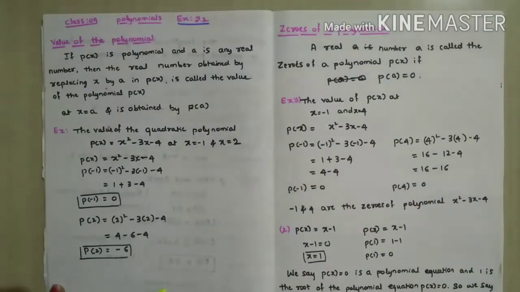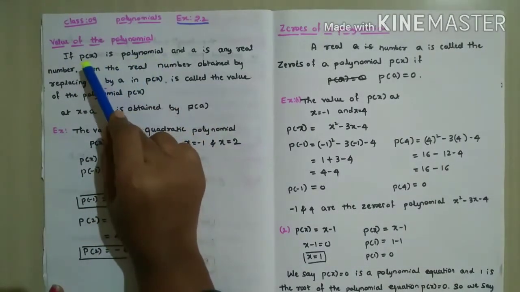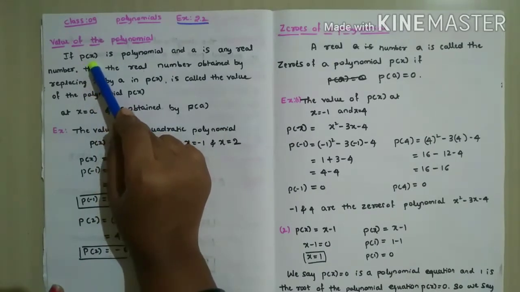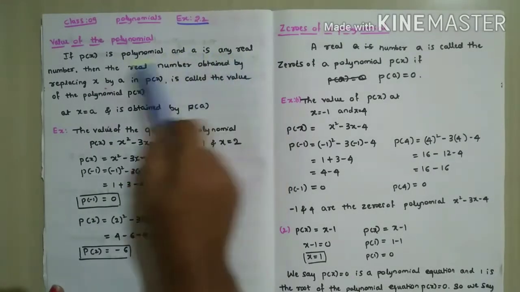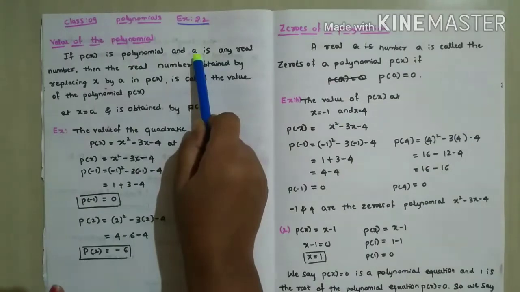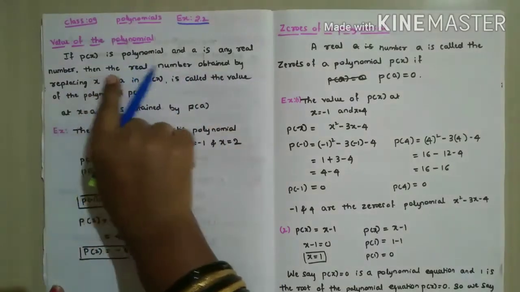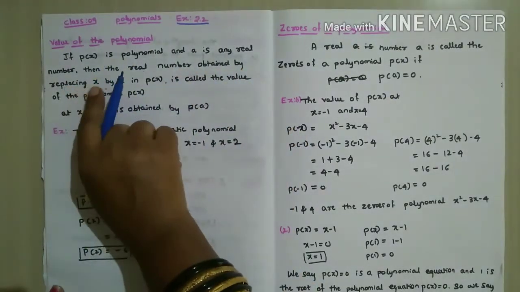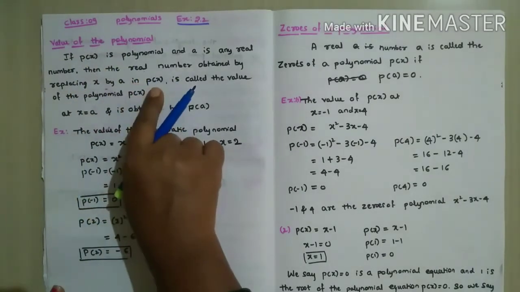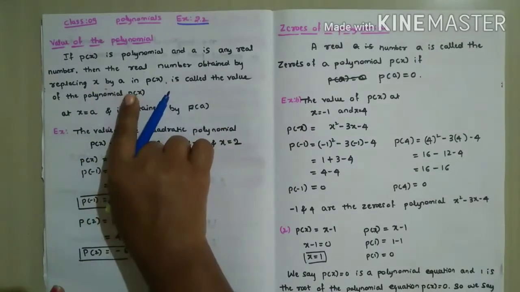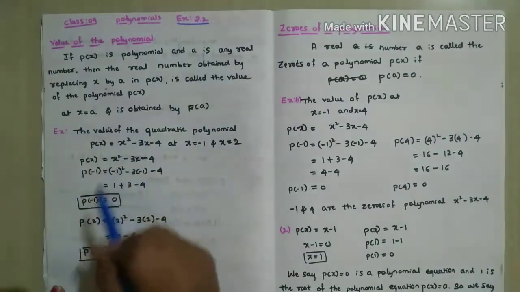First we'll see what the value of the polynomial means. If p of x is a polynomial, as I already told you in the last video, and a is any real number, a may be a natural number, whole number, integer, or any real number, then the real number obtained by replacing x by a in p of x is called the value of the polynomial p of x. By seeing this definition, you will not understand. Let's see the example, then you can understand it.